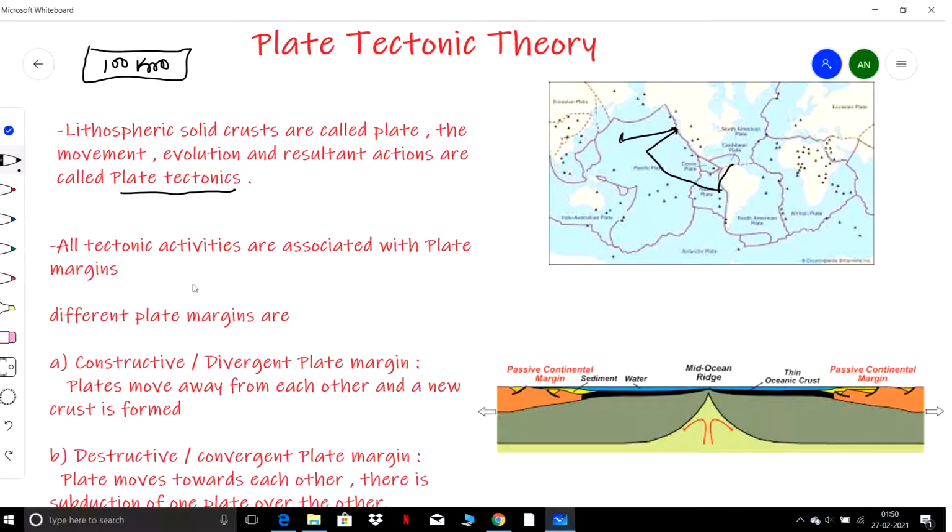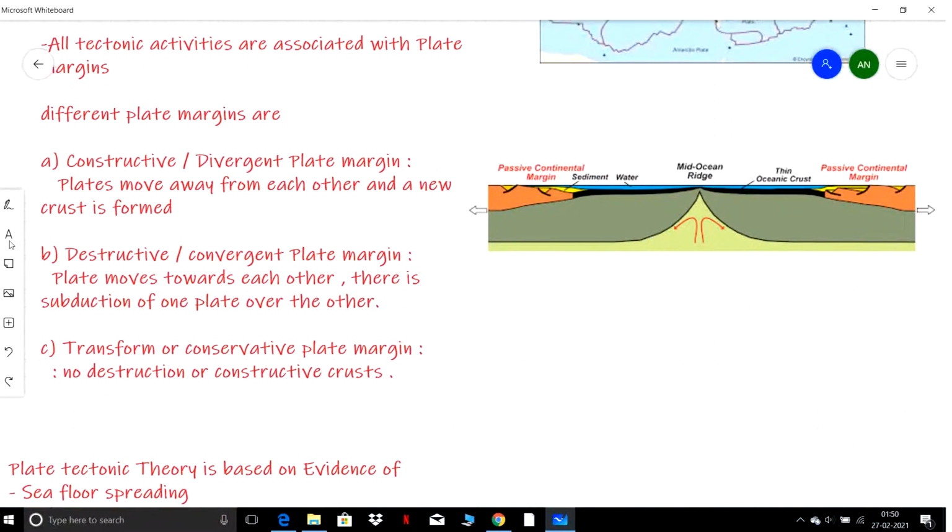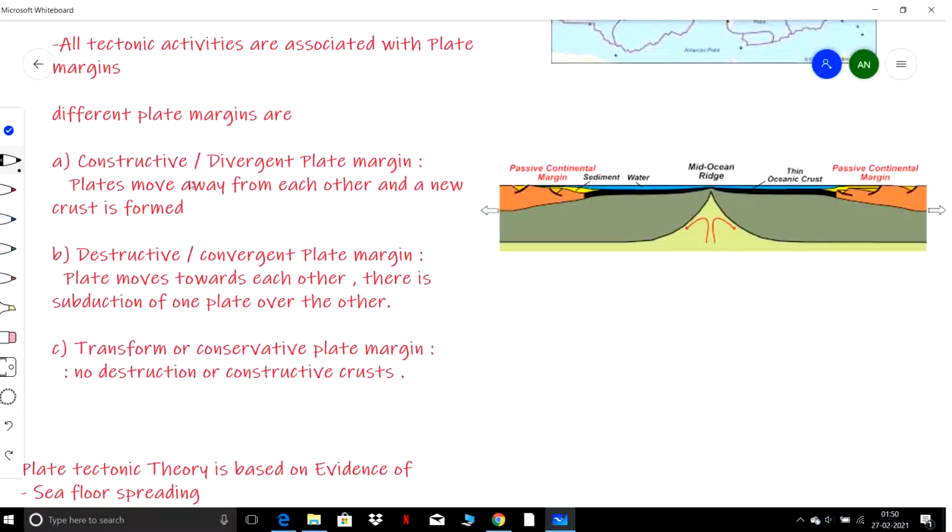According to plate tectonic theory, the tectonic activities are associated with the plate margins. So these lines are the plate margins, the boundaries. What are the different types of plate margins? Let's study that. The different types of plate margins are constructive plate margin, destructive plate margin, and transform plate margin.